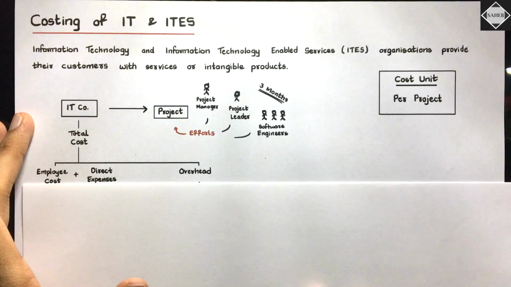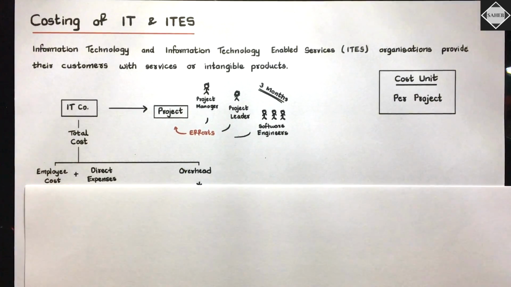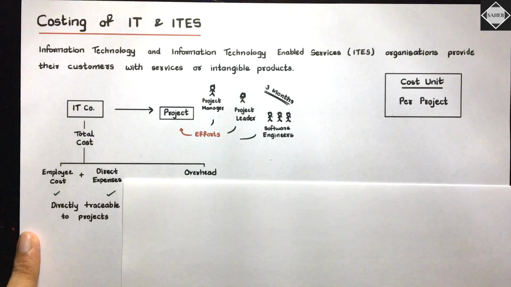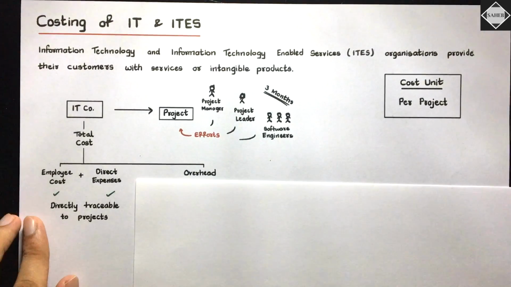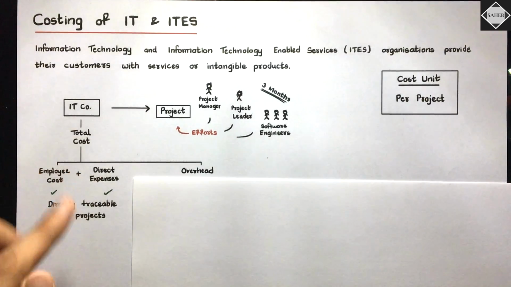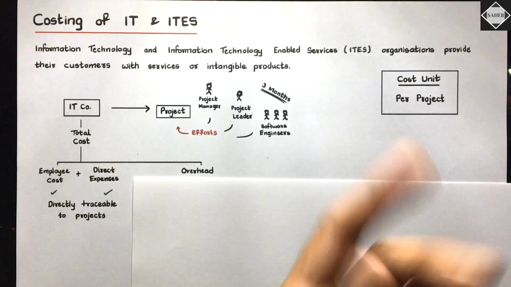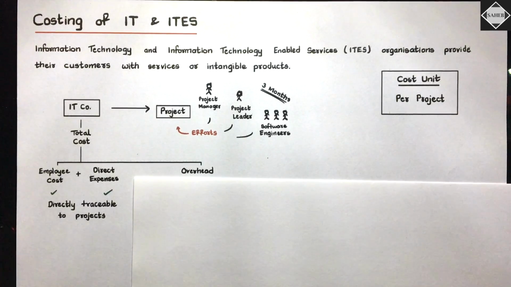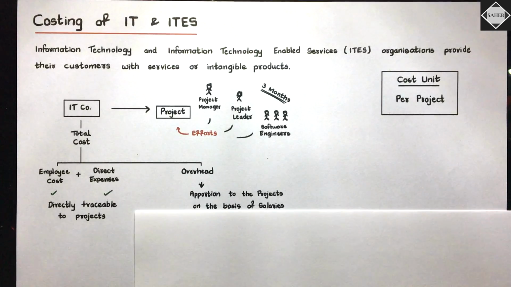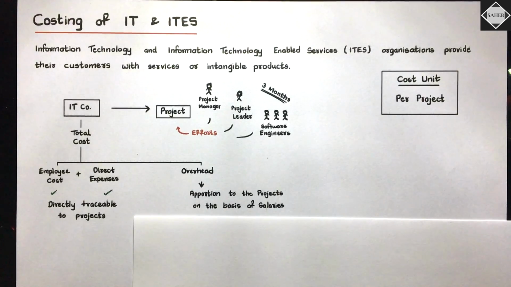See here, total cost in the IT company: commonly this is what will happen. Employee cost is directly attributable; you can trace it directly to the projects. Direct expenses also, such as traveling expenses, and then overhead. Regarding the overhead, it is not directly traceable. So you have to apportion it to the projects on the basis of salaries. How that will happen, we'll see while solving the question.